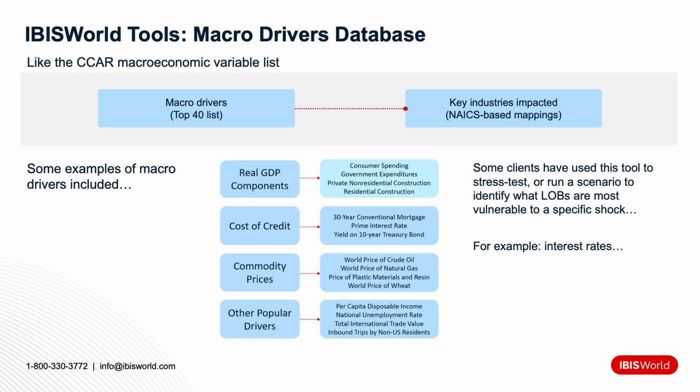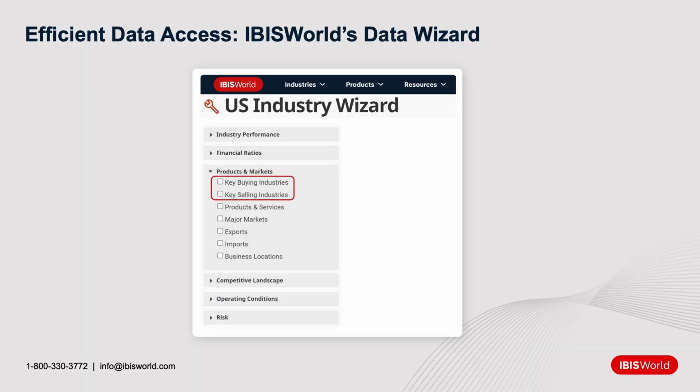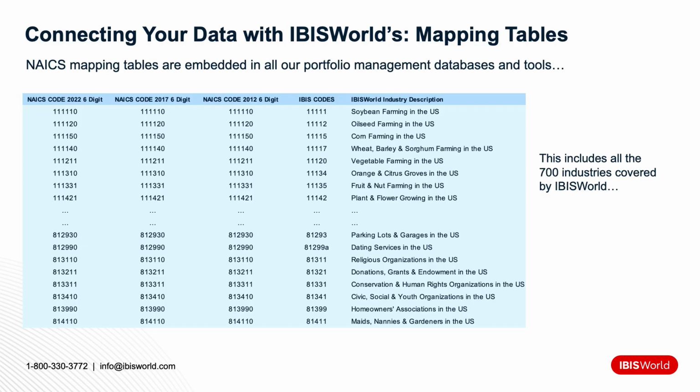By the way, more advanced clients have used this tool to stress test or run scenarios to identify which of their lines of business are vulnerable to a specific shock. For example, consider which segments of a portfolio are threatened by unforeseen interest rate movements. Data for both the supply chain and macro drivers is easily accessed by clients using IBISWorld's data wizard that's available on our website. This is often a prelude to more automated data delivery methods employing API, as we'll discuss later.